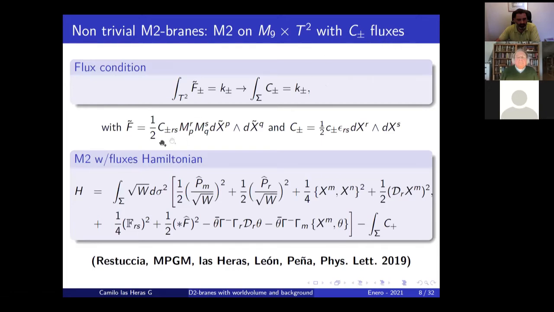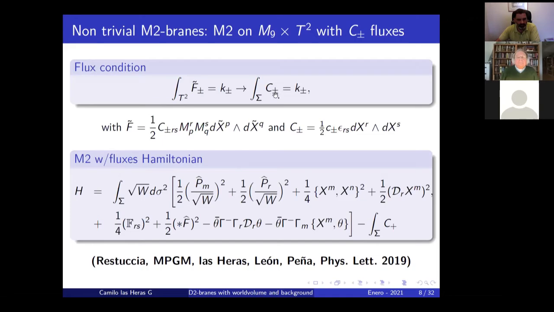We are considering that this component of the supergravity three-form is non-zero but constant, and we can define a well-defined 2-form on the target space in such a way that a flux condition on it implies a flux condition on the world volume. We show in this work that the Hamiltonian in such a case is given by this expression, whose only difference with the last Hamiltonian that I showed is this term, which may be relevant if we have compactified dimensions.